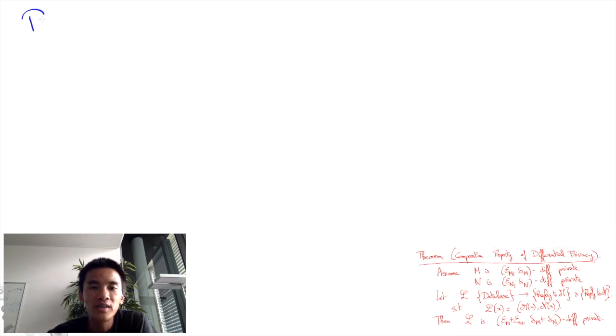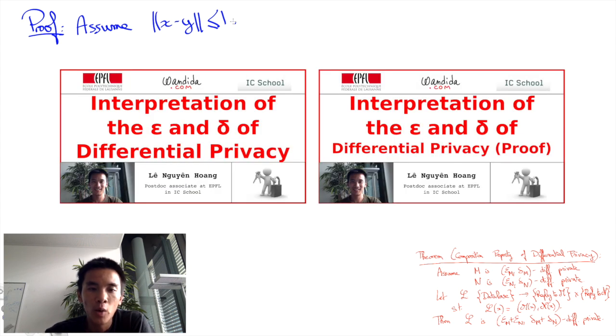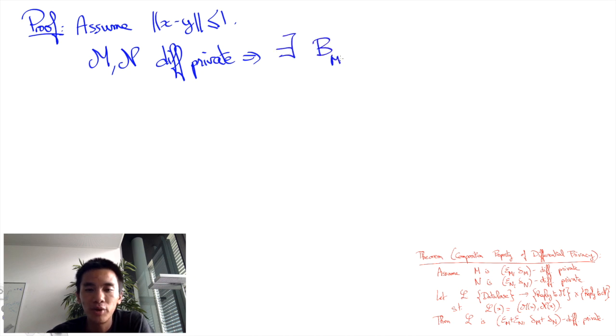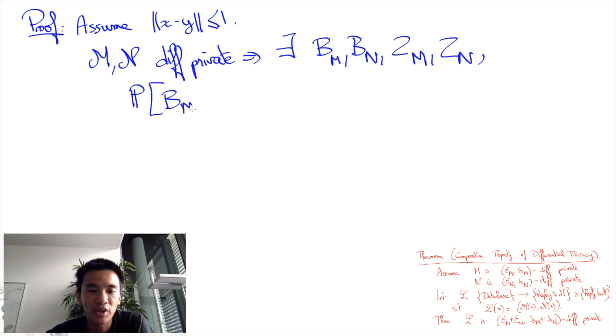To do so, consider two neighbor databases X and Y. We shall use the interpretation of epsilons and deltas we proved in a previous video, namely saying that M and N are differentially private and run independently means that there exist two events, breach M and breach N, and two random variables Zm and Zn such that the probability of breach M is at most delta M.